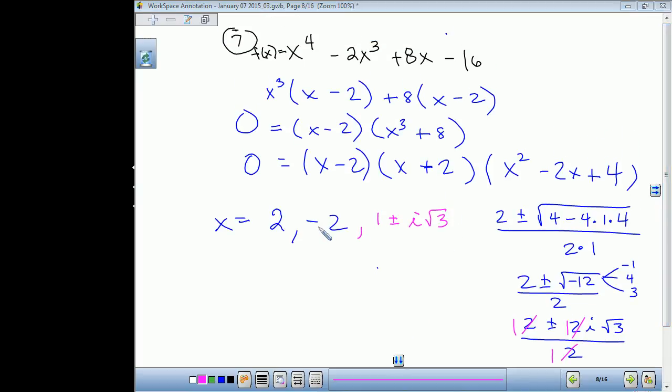So how many zeros do we have? 1, 2, 3, 4. How many are x-intercepts? 2.